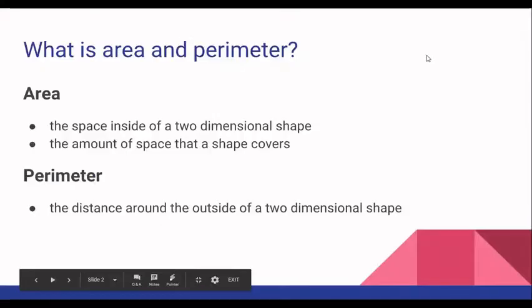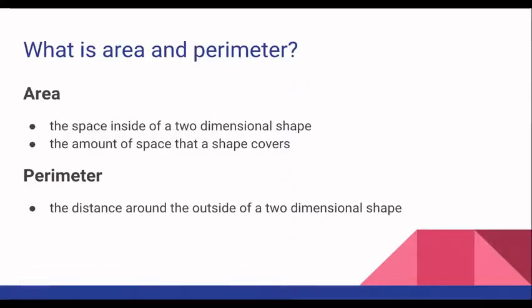So what is area and perimeter? Area is the space inside of a shape. It's the amount of space that a shape covers. So area is inside of the shape and everything in a shape, but perimeter is only the distance around the outside. So that's very important to remember.